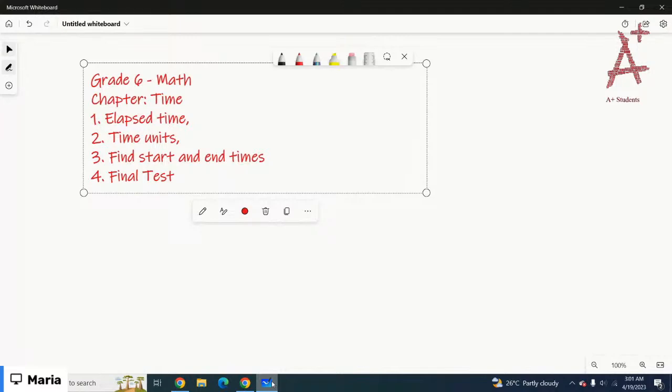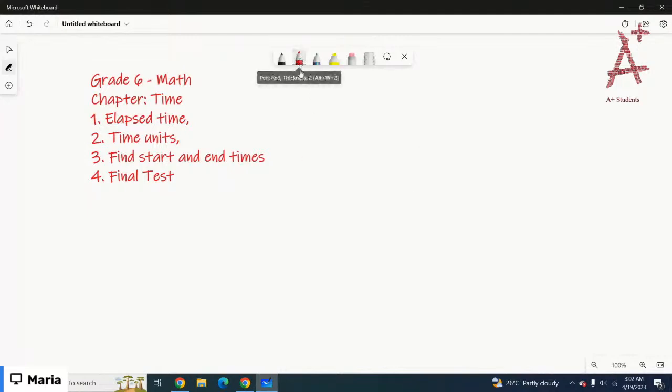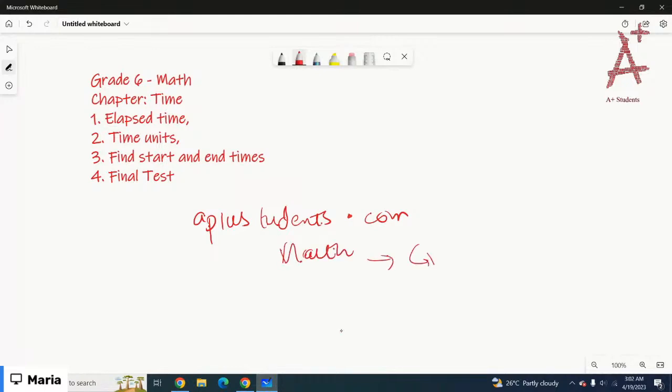We're going to start with grade 6 maths. You can find all the lessons on aplusstudents.com. You have to log in there using your email address and password as provided by the administrator. Then you have to select math from the subject tab, scroll down to grade 6, and then click on view all lessons.